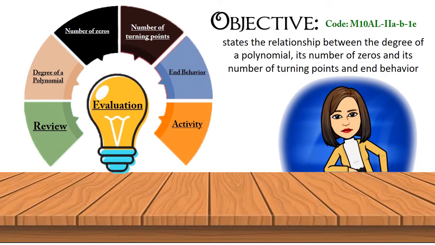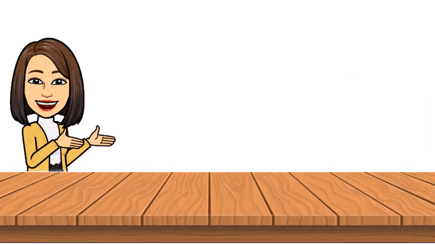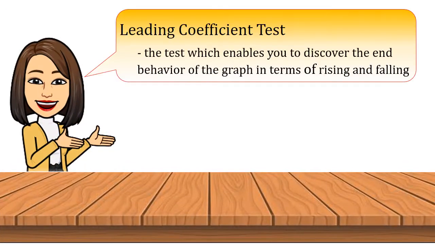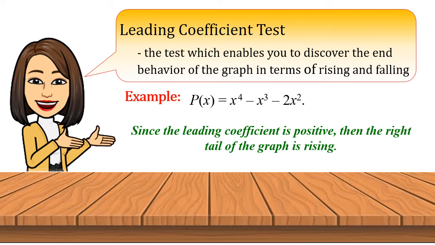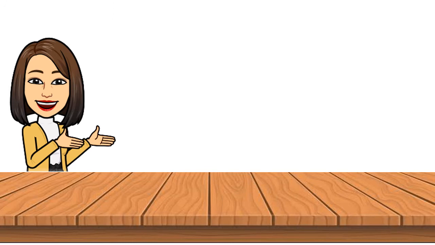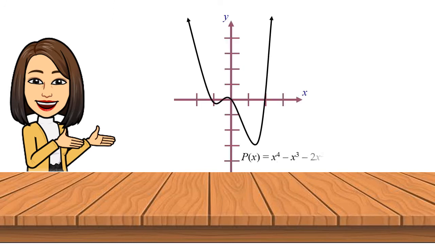End behavior. Leading coefficient test. This is the test which enables you to discover the end behavior of the graph in terms of rising and falling. For example, p of x equals x raised to 4 minus x cubed minus 2x squared. Since the leading coefficient is positive, then the right tail of the graph is rising. This is the graph of our polynomial function.